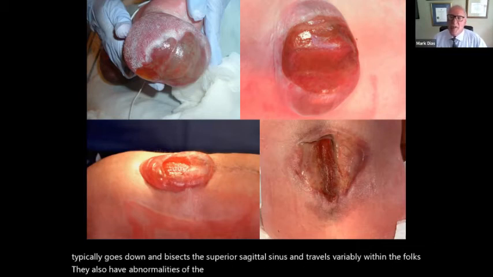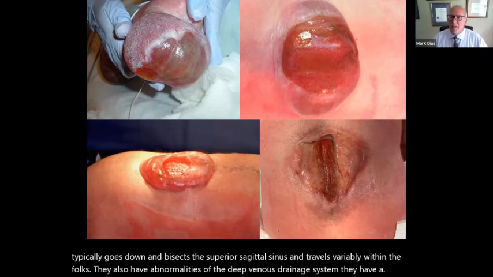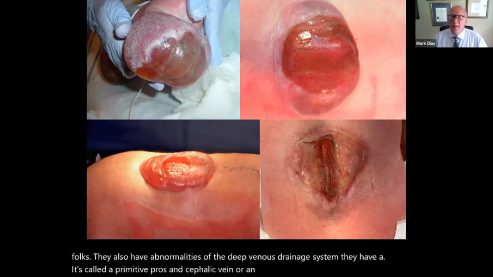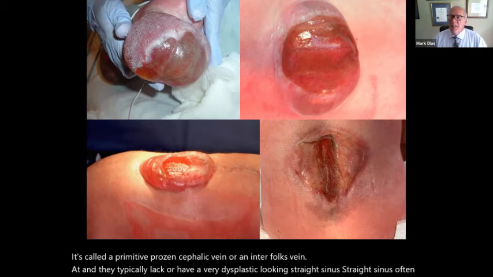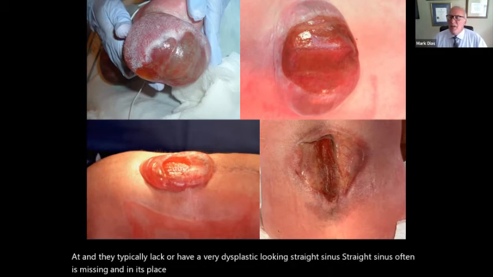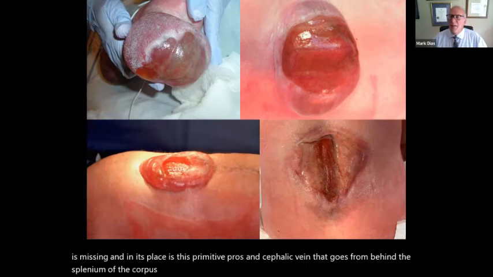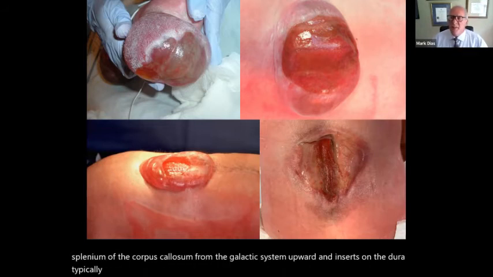They have what's called a primitive prosencephalic vein or an interfalx vein, and they typically lack a straight sinus or have a very dysplastic-looking one. So the straight sinus is often missing, and in its place is this primitive prosencephalic vein that goes from behind the splenium of the corpus callosum, from the galenic system, upward and inserts on the dura, typically underneath the atretic encephalocele.